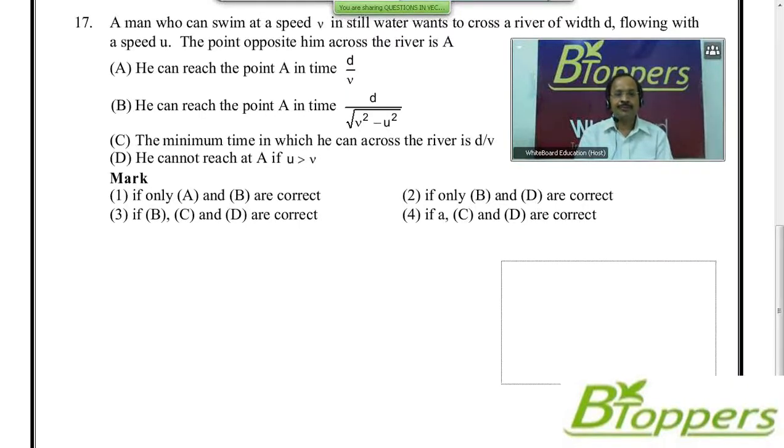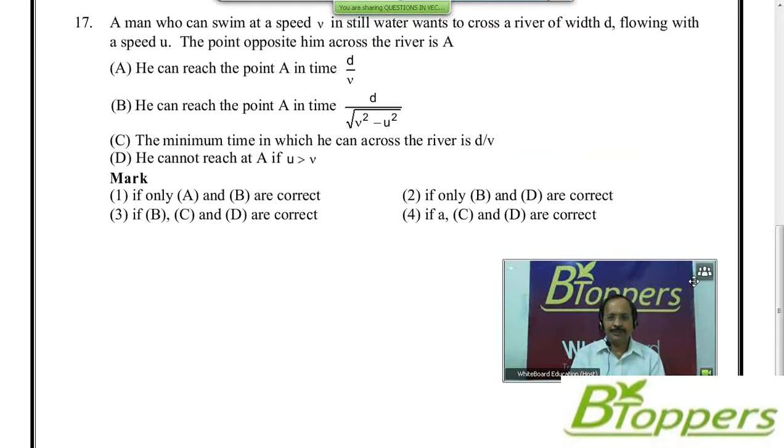Now let's see question number 17. A man who can swim at a speed V in still water wants to cross a river of width D, flowing with a speed U. The point opposite him across the river is A. There are 4 statements given. This question is also based on the same discussion we have done in the previous question.